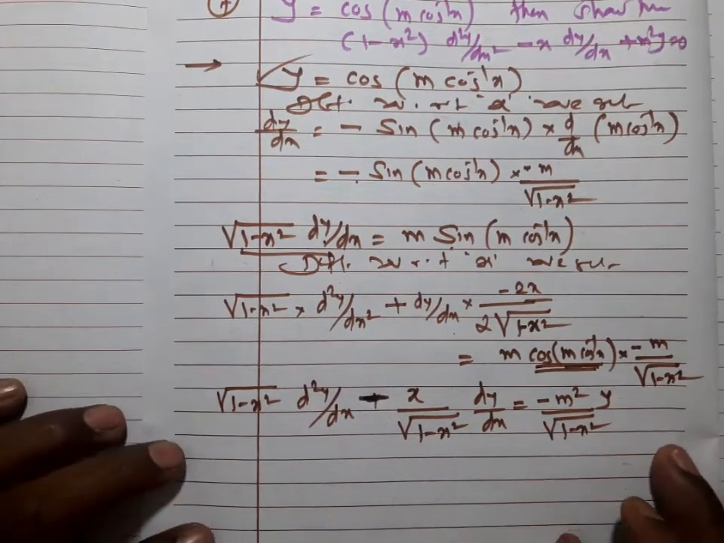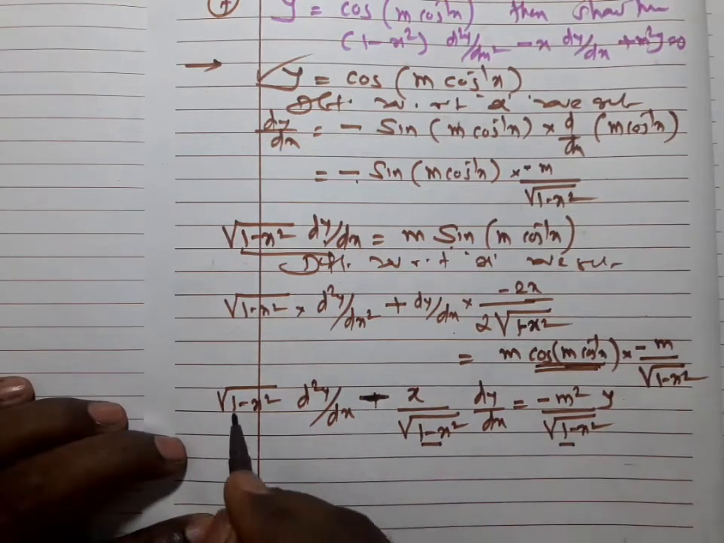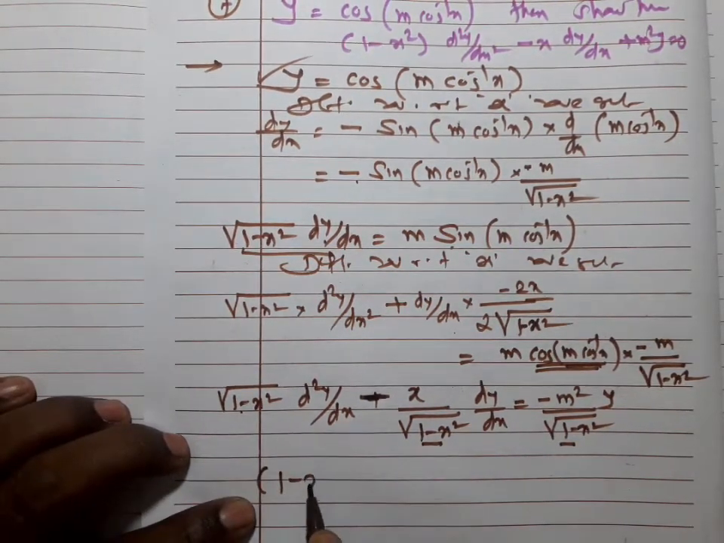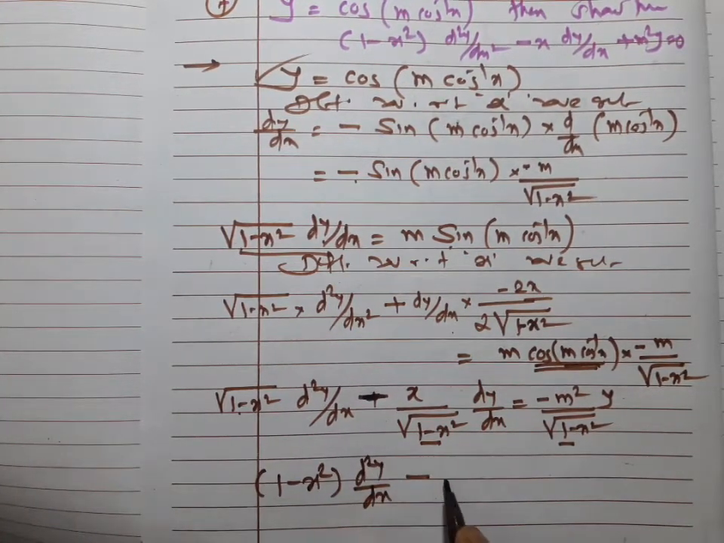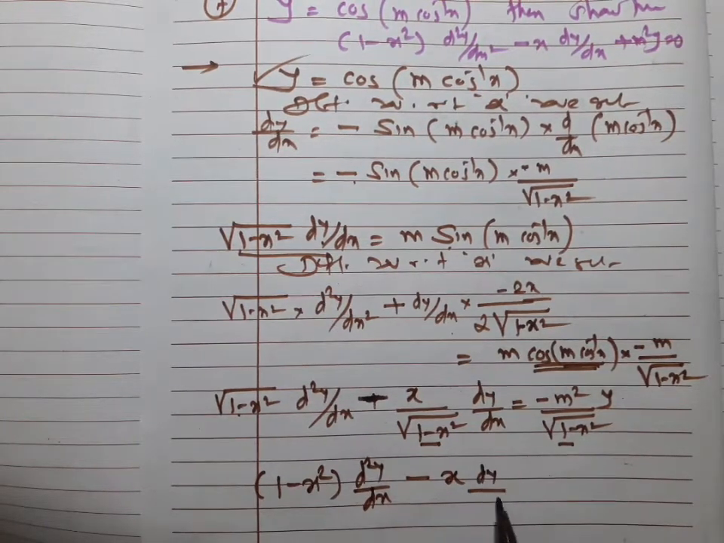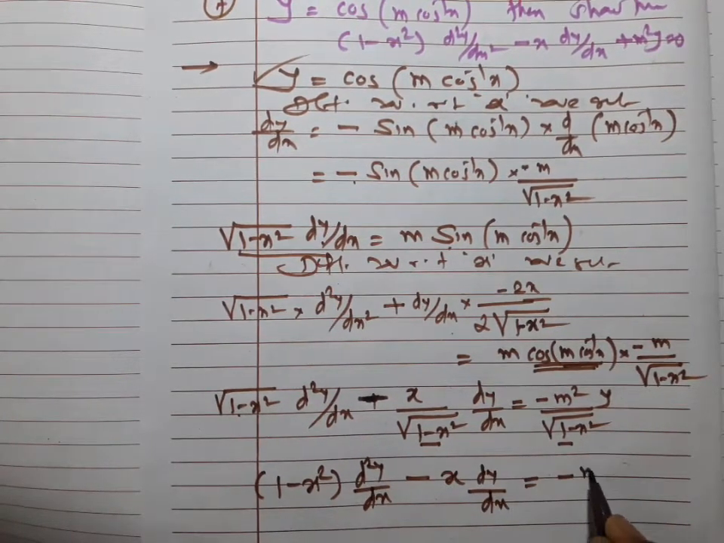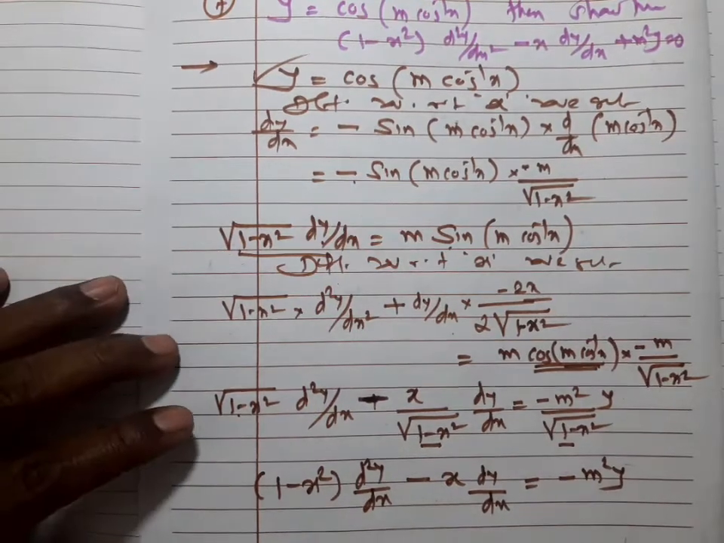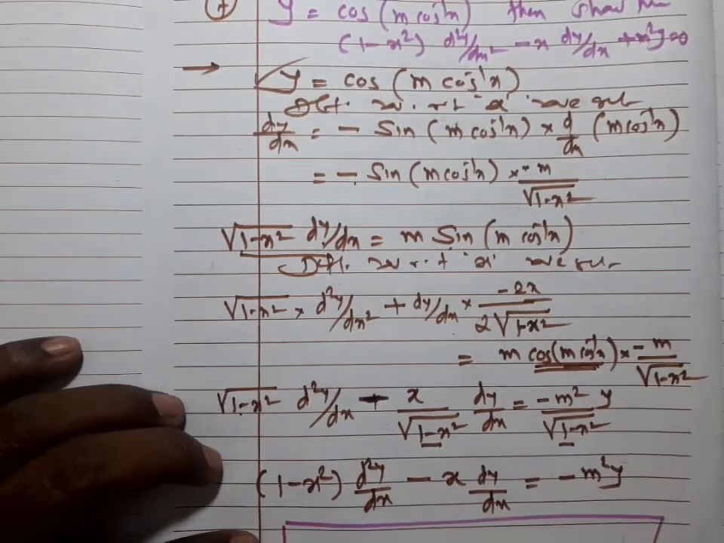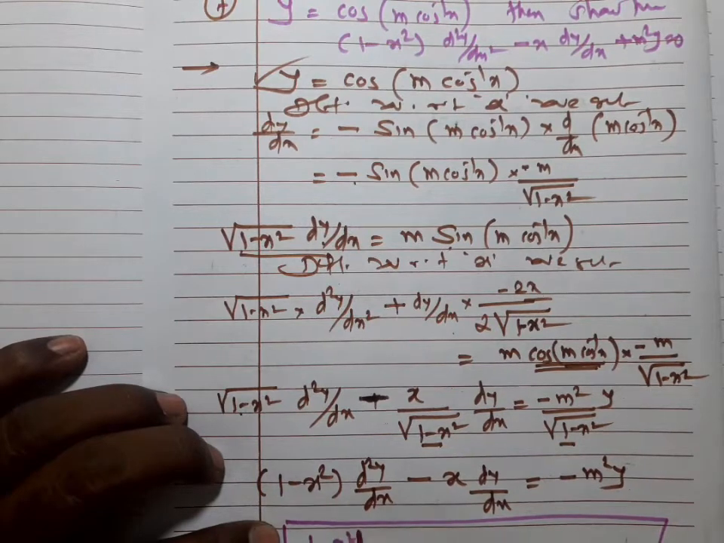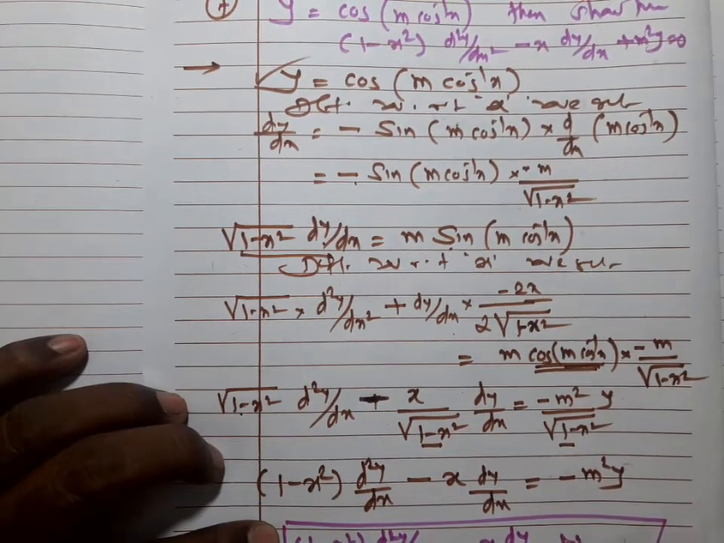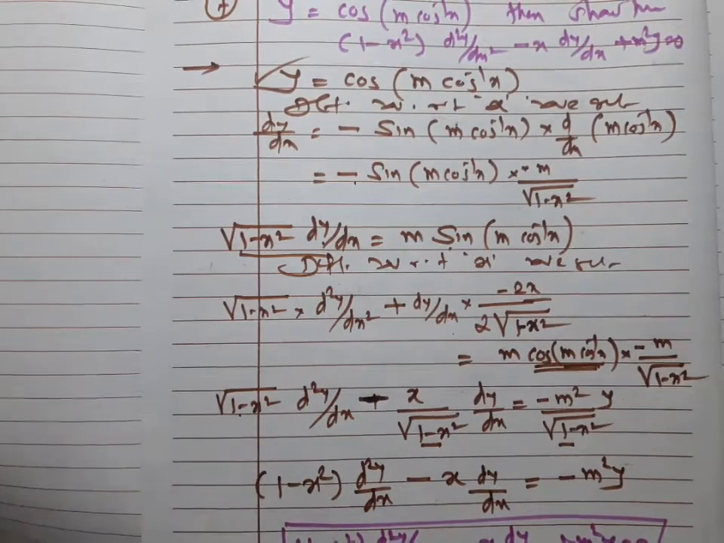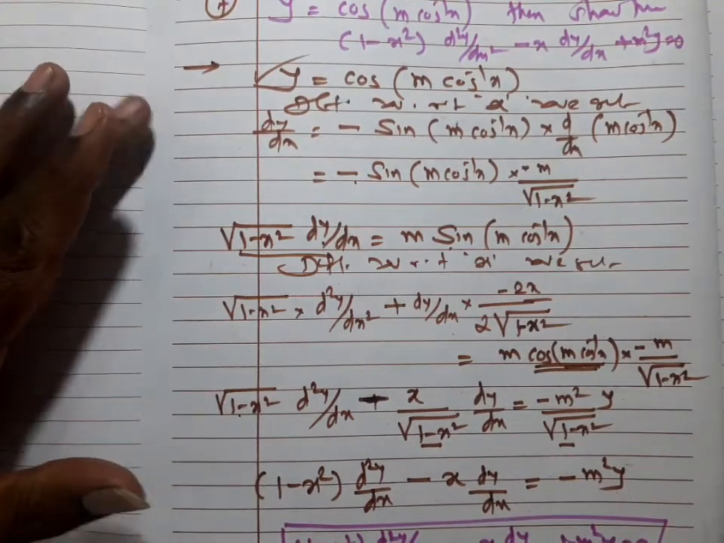Now take the cross multiplication. These two terms are coming here. It will be 1 minus x square d2y by dx square minus x dy by dx is equal to minus m square y. And what is required then? 1 minus x square d2y by dx square minus x dy by dx plus m square y is equal to 0. This term you required.